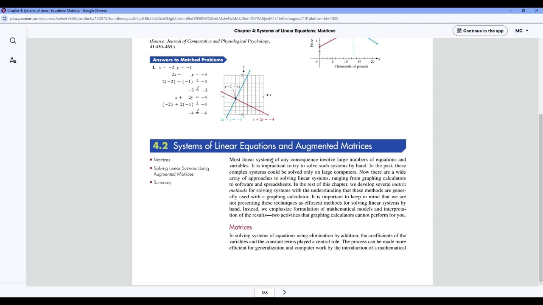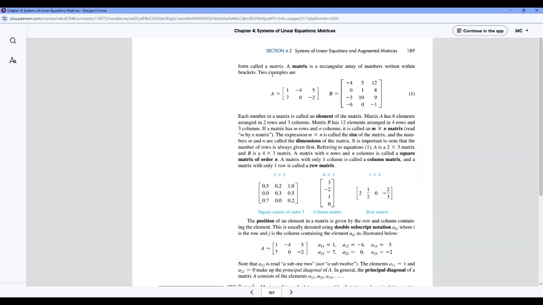Most linear systems of any consequence involve large numbers of equations and variables. In solving systems of equations using elimination by addition, we use the coefficients of the variables. So let's see. Here we have, guys, a matrix.